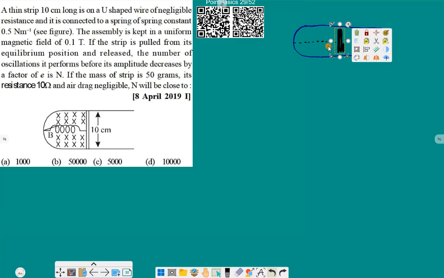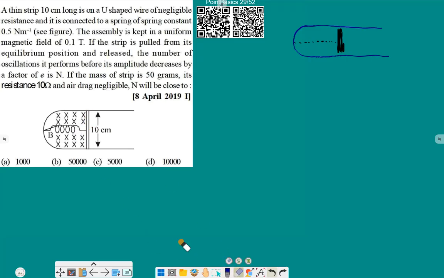Now let's find out the direction of the forces and all other stuff. So we know that if we stretch it slightly outward, then the restoring force is towards the center or towards the mean position. So suppose this is its mean position.